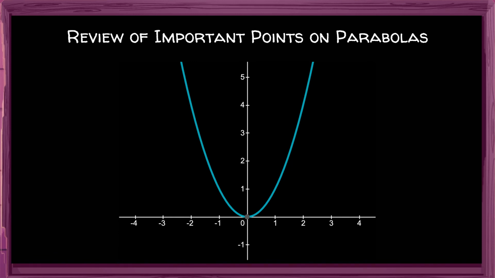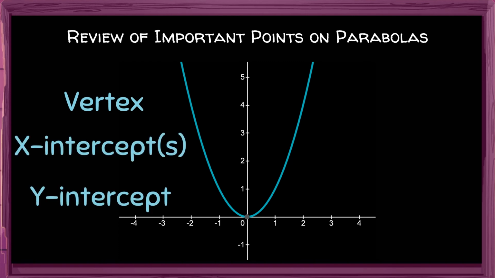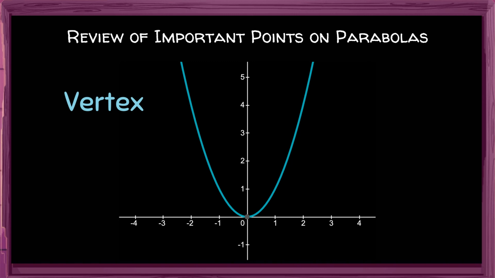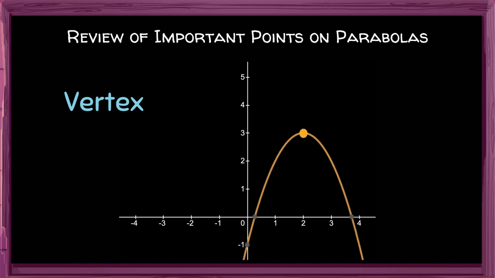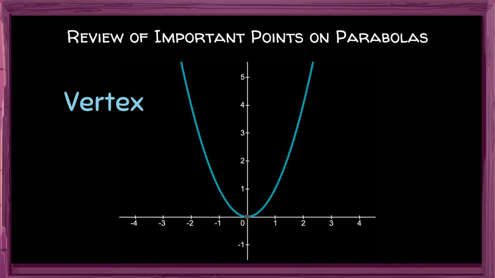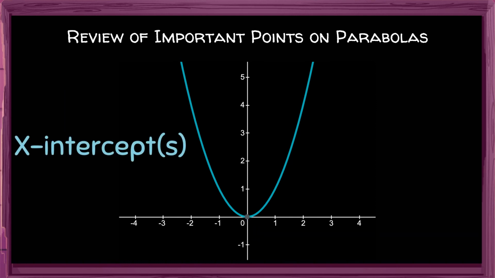We want to pay special attention to the vertex, the x-intercepts, and the y-intercept. The vertex is the turning point of a parabola, and it can either be at the very top of a parabola, which we call a maximum, or it can be at the very bottom of a parabola, which we call a minimum. The x-intercepts of a parabola are any places where the parabola touches the x-axis.